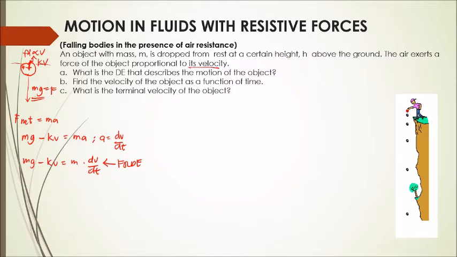Before that, we rearrange this. We divide everything by m and move dv to the other side, so this is eliminated here and here. And so we have kv over m. Then we move this over, and this becomes dv over dt equals g minus k over m times v.